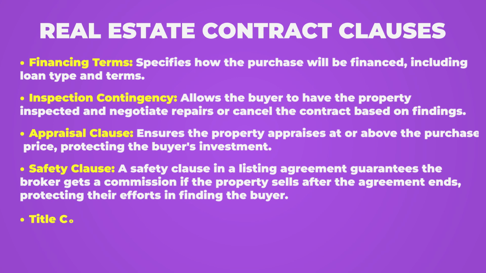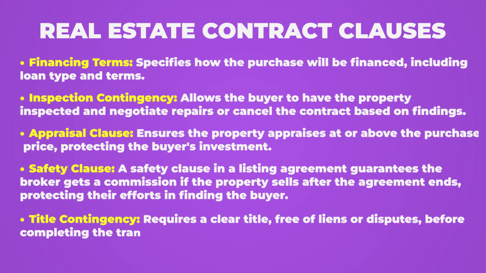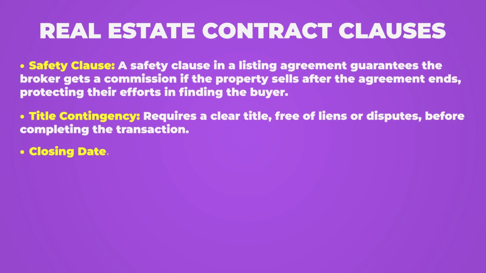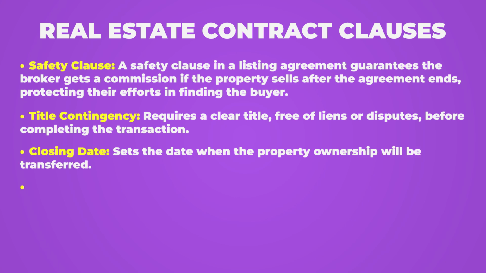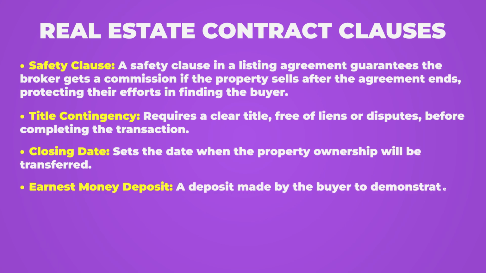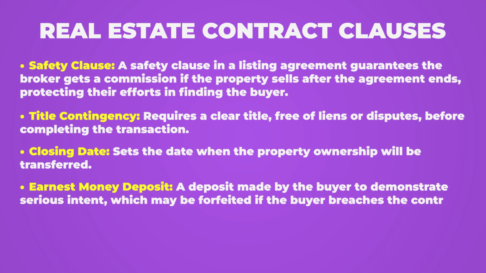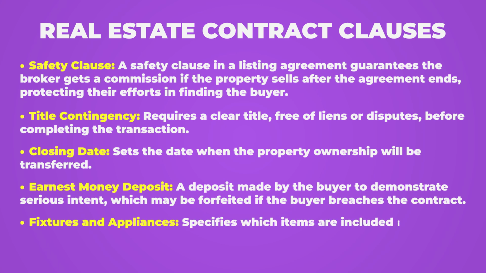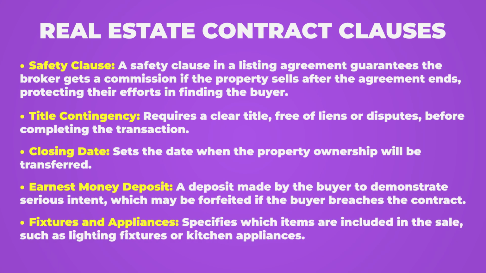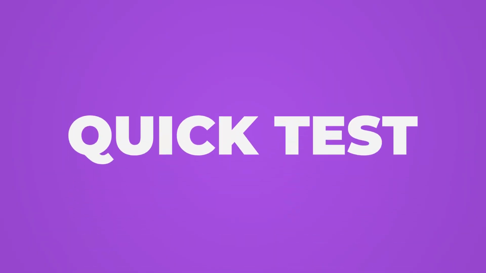Title contingency requires a clear title, free of liens or disputes, before completing the transaction. Closing date sets the date when the property ownership will be transferred. Earnest money deposit, a deposit made by the buyer to demonstrate serious intent, which may be forfeited if the buyer breaches the contract. Fixtures and appliances specifies which items are included in the sale, such as lighting fixtures or kitchen appliances. And here's the last quick test of this video.